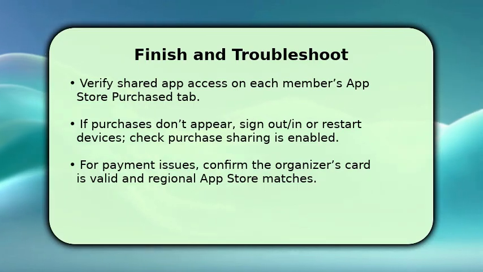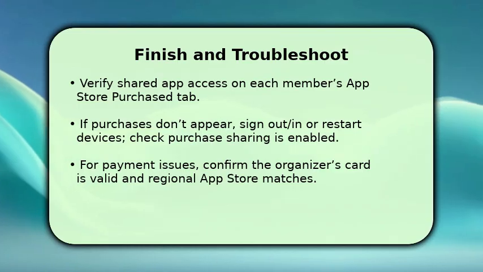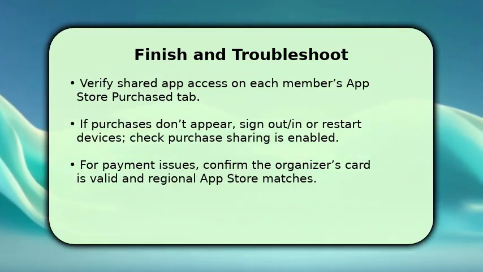If payment fails, confirm the organizer's card is valid and that everyone uses the same regional app store. Mismatched regions block sharing. If problems persist, remove and re-invite the member as a last resort to reset the family link.